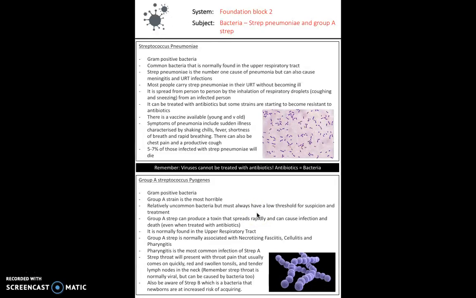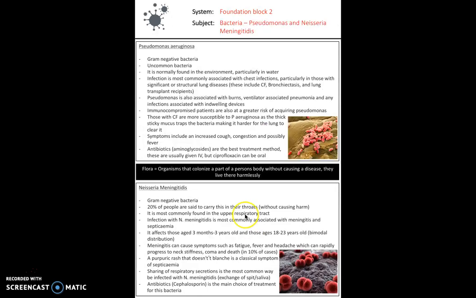So it's quite a nasty infection, and it's normally found in the upper respiratory tract. So it's normally associated with diseases such as necrotizing fasciitis, cellulitis and pharyngitis, with pharyngitis being the most common of those, and presenting with throat pain that comes on quickly, red and swollen tonsils, and tender lymph nodes in the neck.